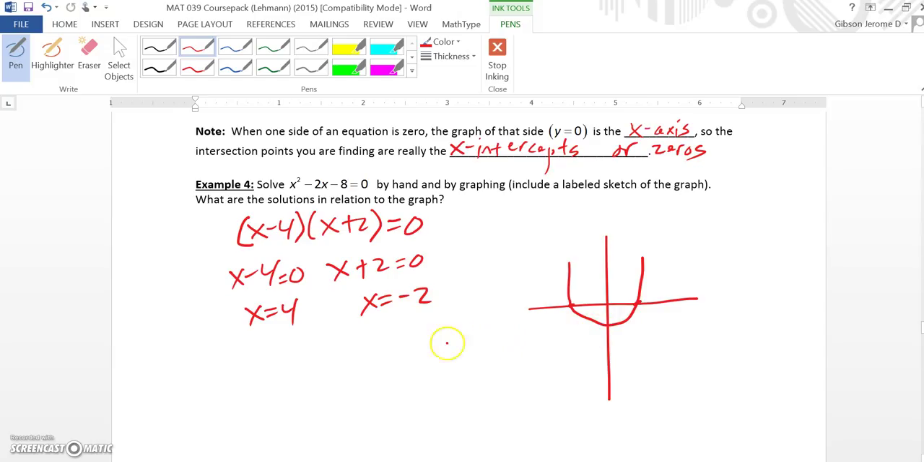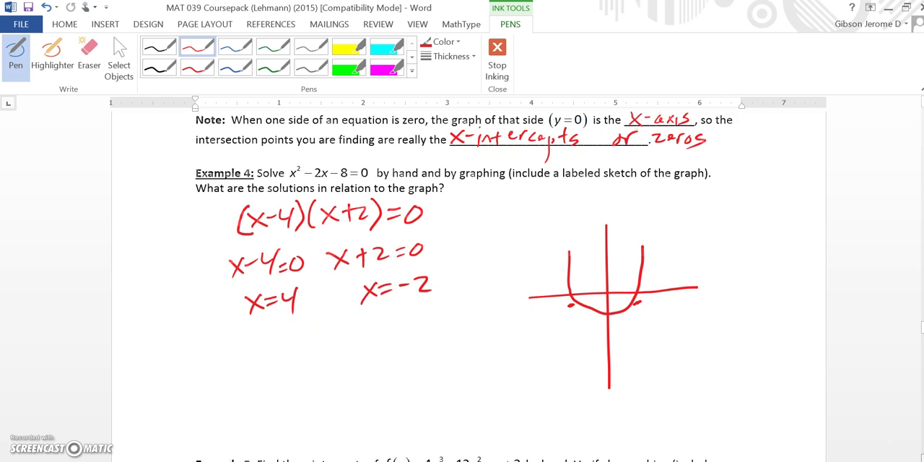So now it asks what our solution is in relation to the graph. Now we could leave this as this here, but sometimes your solution should be written as an ordered pair, but we don't necessarily have to do that here. So x is 4 and x is negative 2 is your solution.